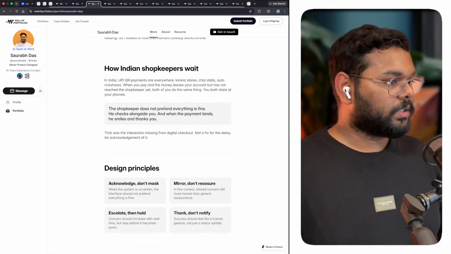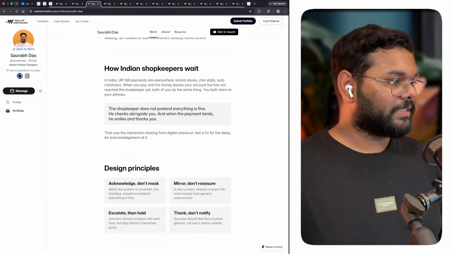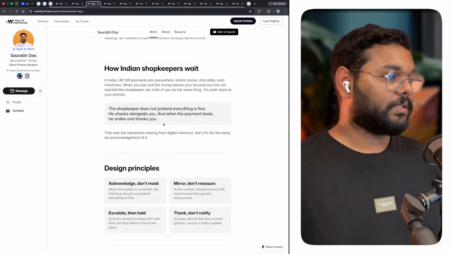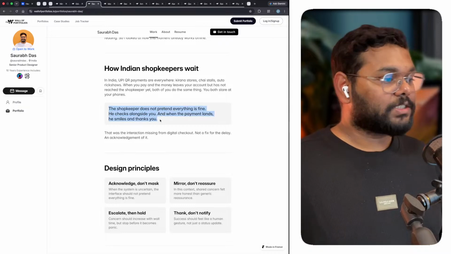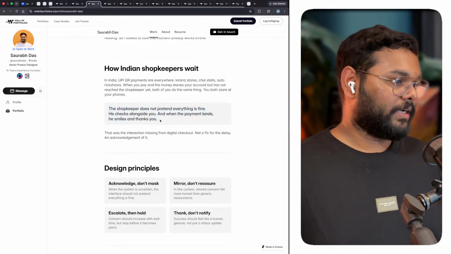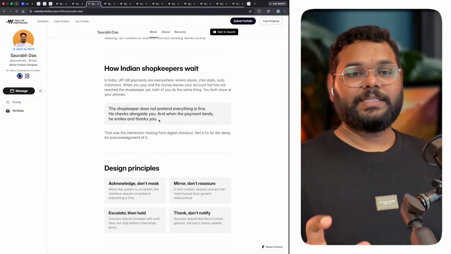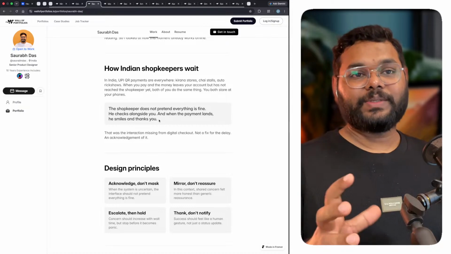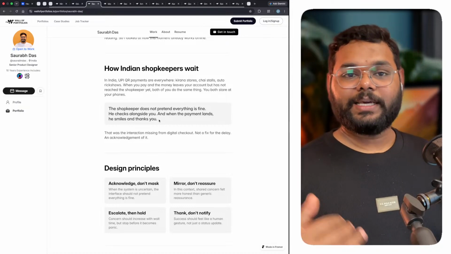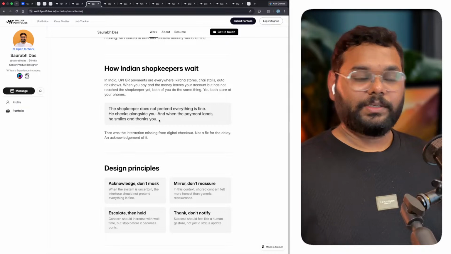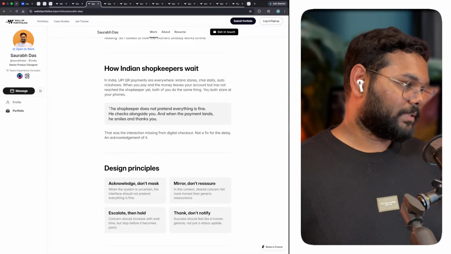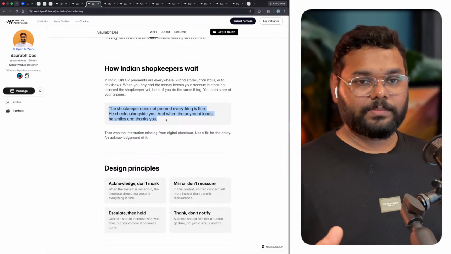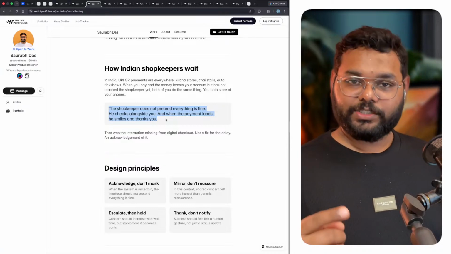Shopkeepers do not pretend everything is fine. He checks alongside you. When the payment lands, he smiles and thanks you. Okay, actually you are able to connect with this statement, right? This is the kind of ease you need in your case study, when anybody reads it and connects it with you. And simplifying your problem or solution or your thinking is your job.